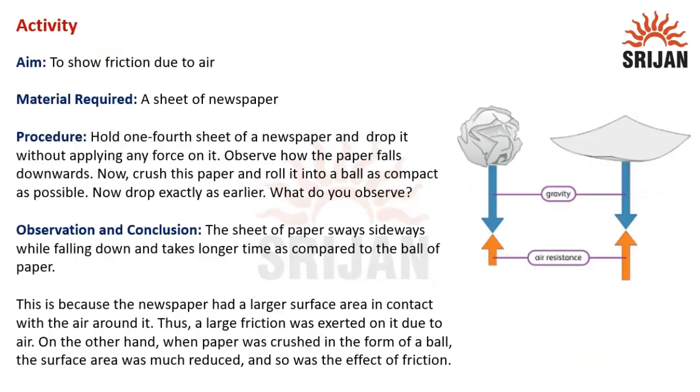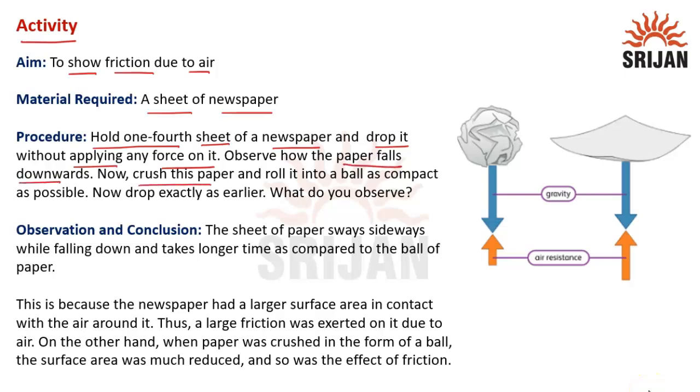Now, we will perform an activity to show friction due to air. The materials required for this will be a sheet of newspaper. So what will be the procedure? Hold 1/4 sheet of a newspaper and drop it without applying any force on it. Observe how the paper falls downwards.